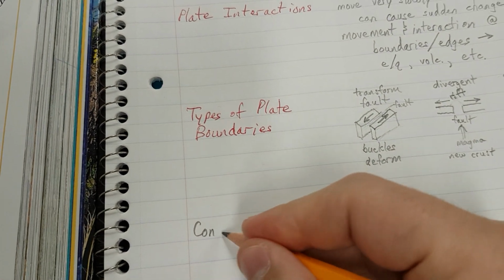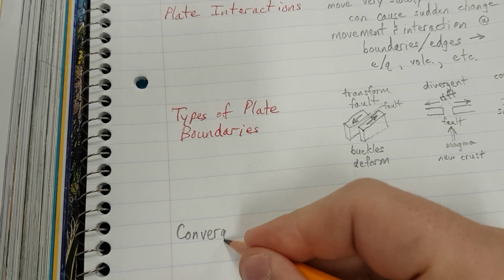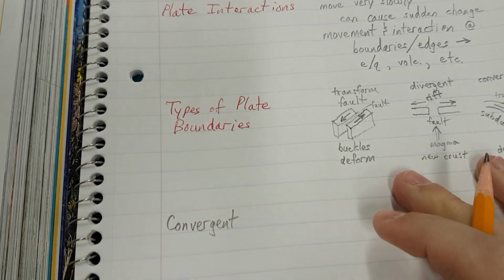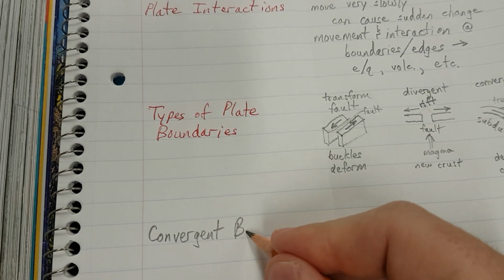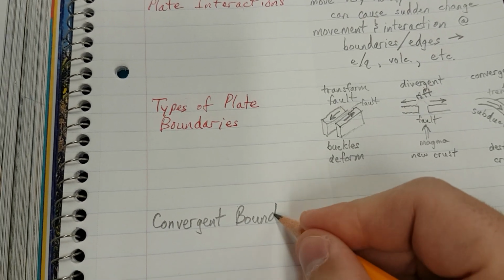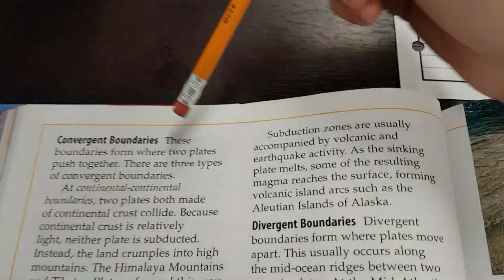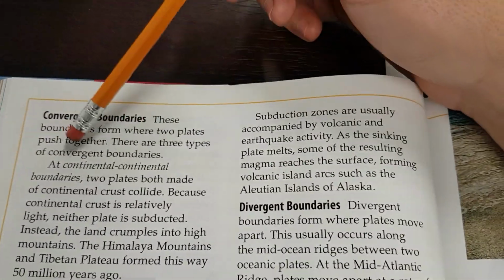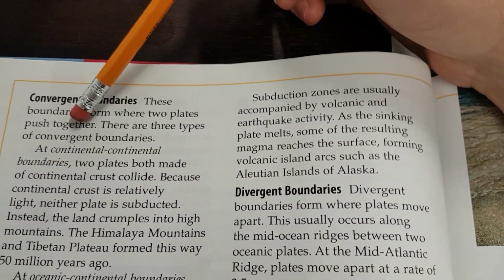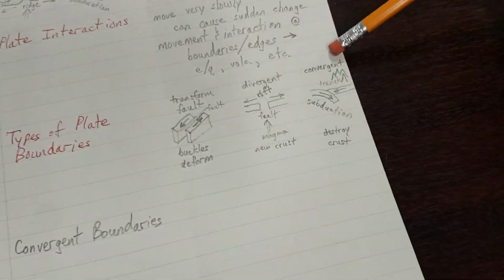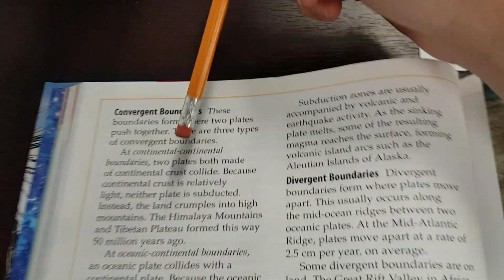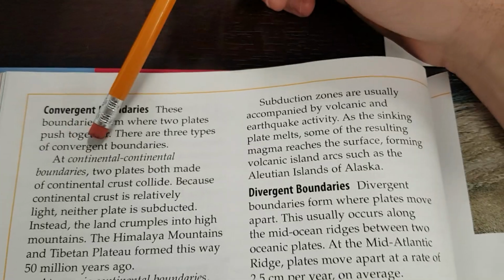Capital C-O-N-V-E-R-G-E-N-T, Convergent Boundaries, capital B-O-U-N-D-A-R-I-E-S. These boundaries form where two plates push together. Okay, I think we know that from our drawing, convergent, where they come together. There are 3 types of convergent boundaries.